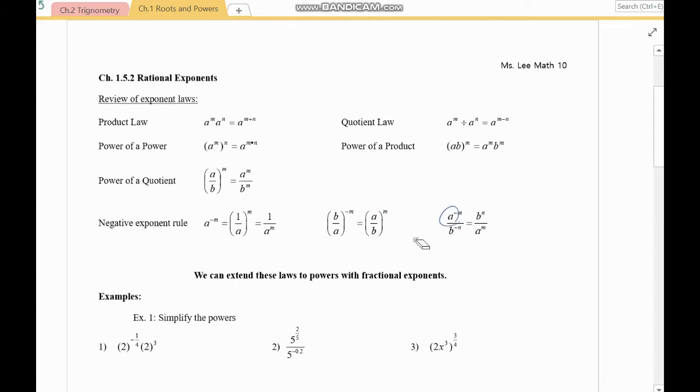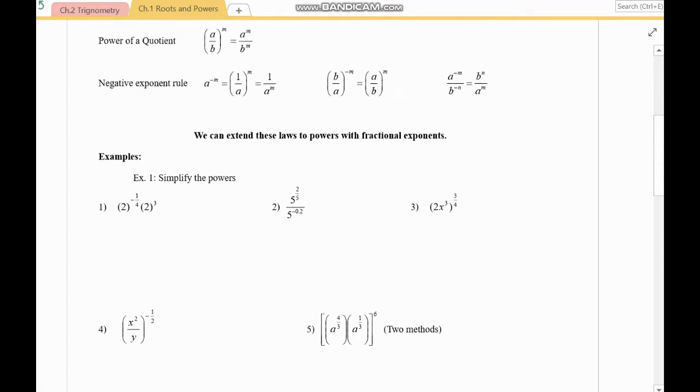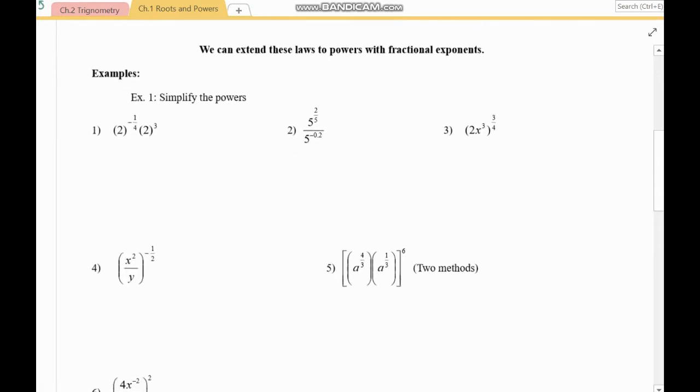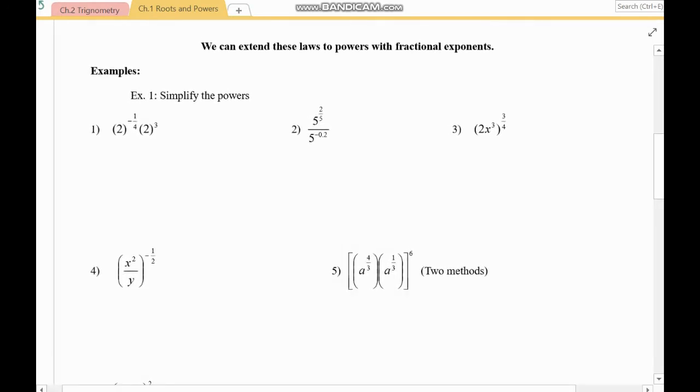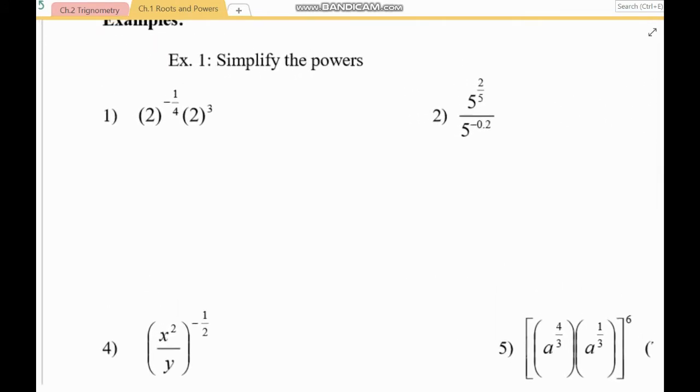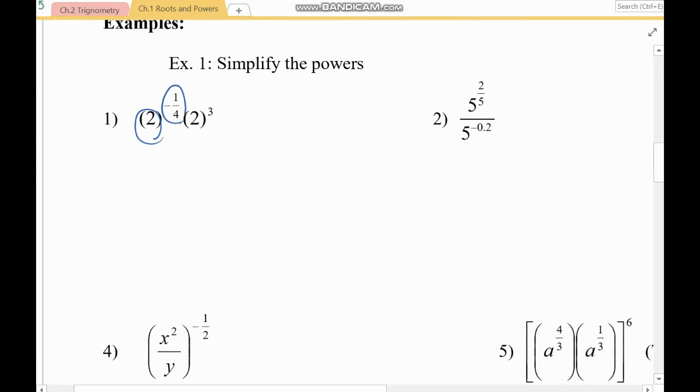In this case, you change the location. So you move this to the bottom, move this to the top, and make the exponent positive. And the same things apply to fractional exponents. Here, you have 2 to the power of negative 1 over 4, times 2 cubed.